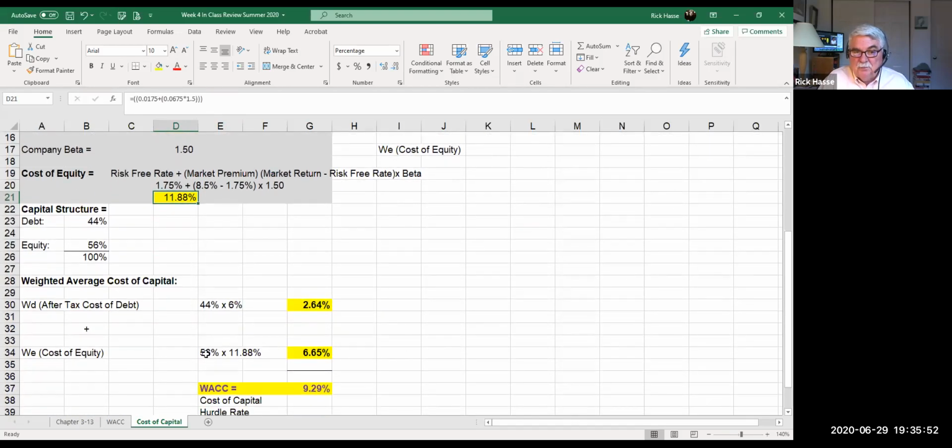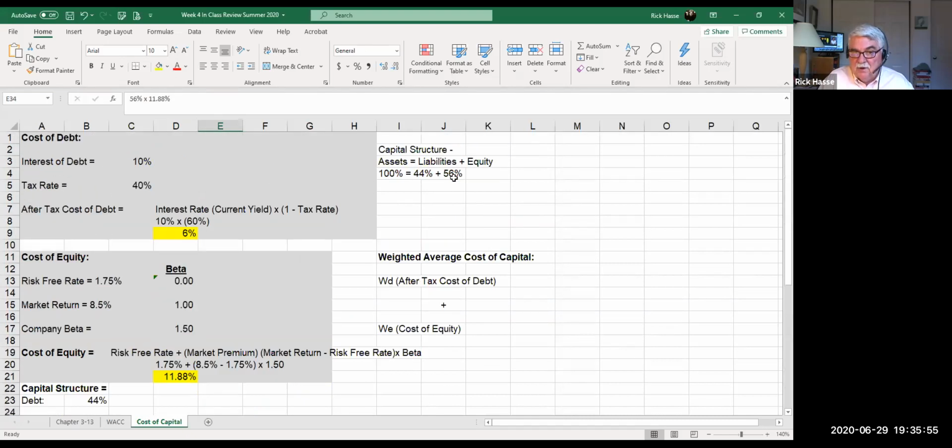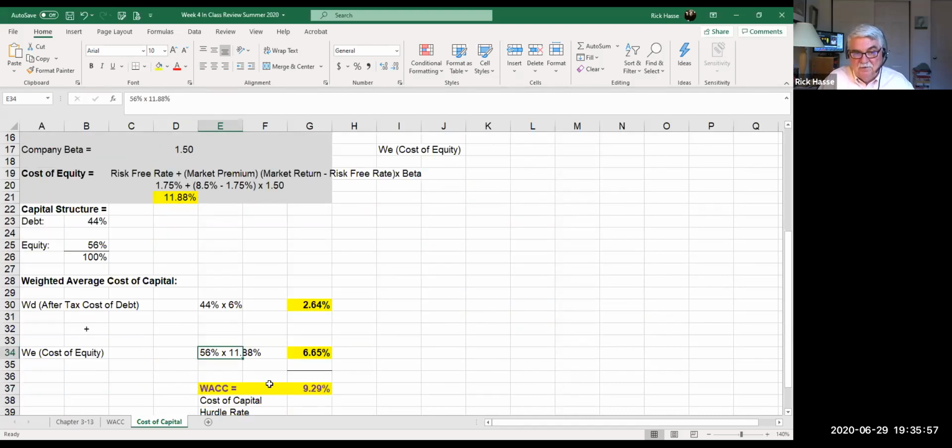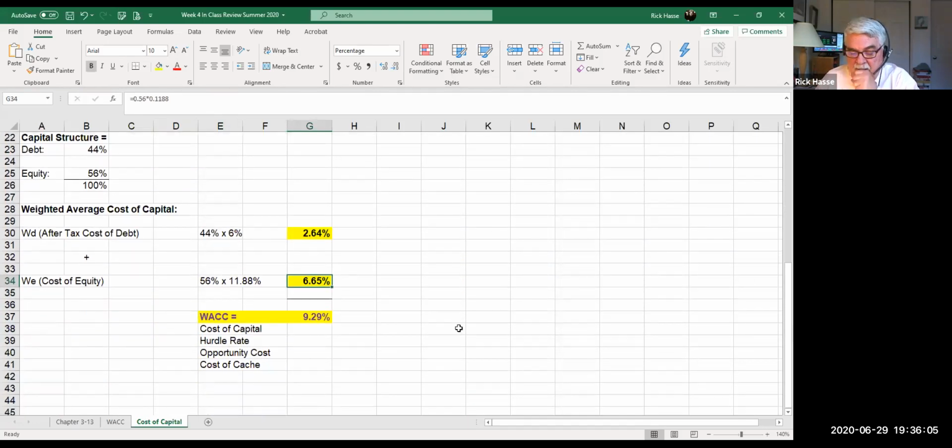We have 56% of our company in equity per our capital structure. So we take 56% of 11.88%, 6.65%. Excuse me. We add the two together, after-tax weighted cost of debt and weighted cost of equity, and our WACC is 9.29%. This would be our discount rate in looking at analysis of return on a potential investment. It's our discount rate. It's also called the hurdle rate.